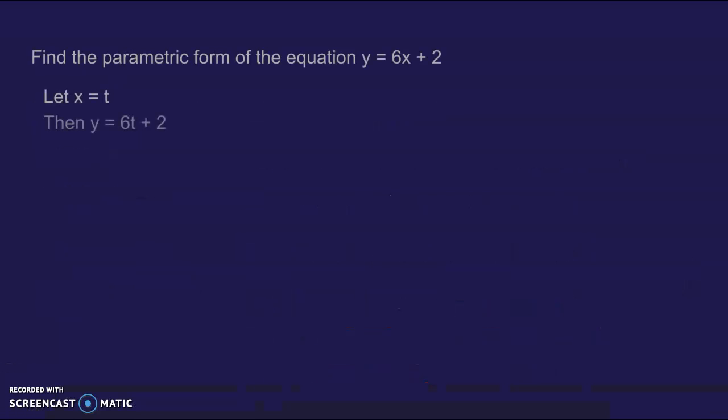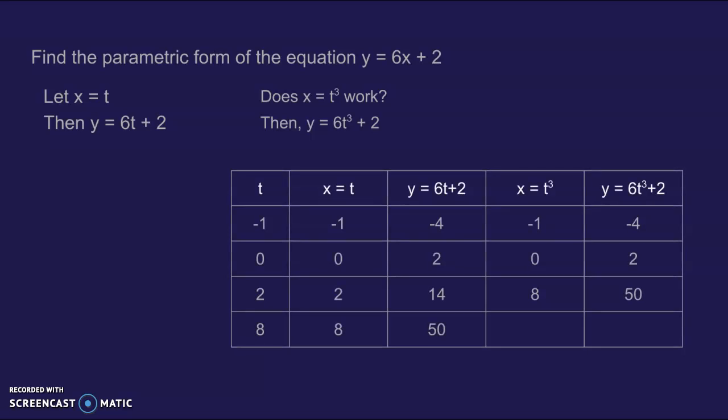All right, well, what if I decided to let x equal t to the third power? Would that work? Well, if I did that, then y would equal 6t to the third plus 2. And here's what the table would look like. I put some numbers in for t. And you'll notice when I put a -1 in for t, I actually got the same point both times. And when I put a 0 in for t, I got the same point both times. And when I put an 8 in for t, in the first equation, I got the point that I get when I put a 2 in for t in the second. But eventually I will generate all the points, the negatives, 0, positives, I'll get them all.